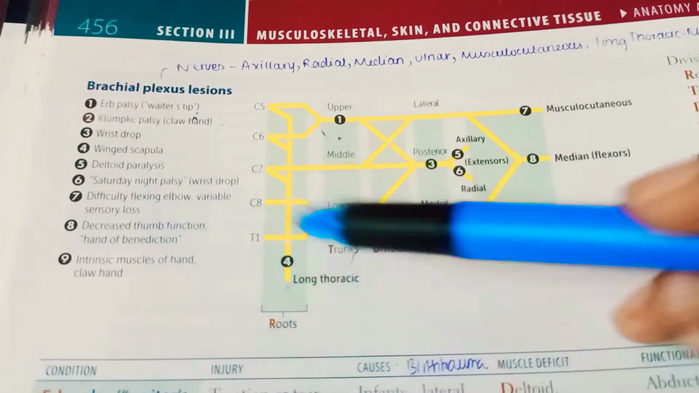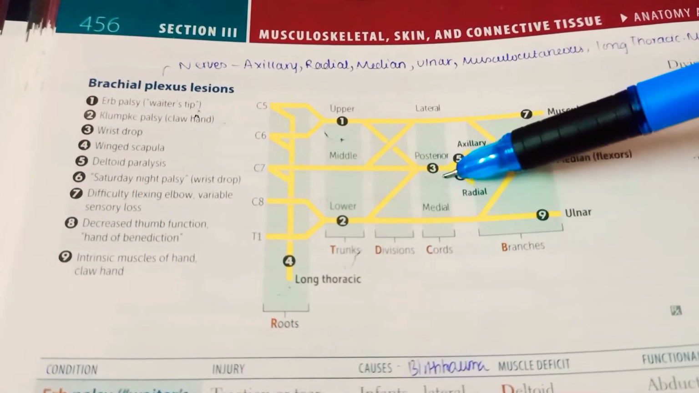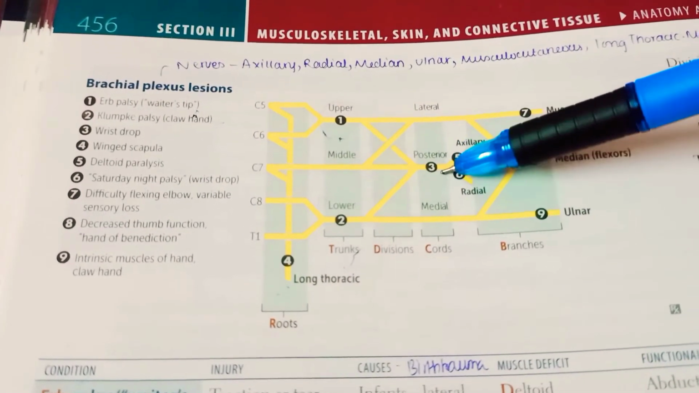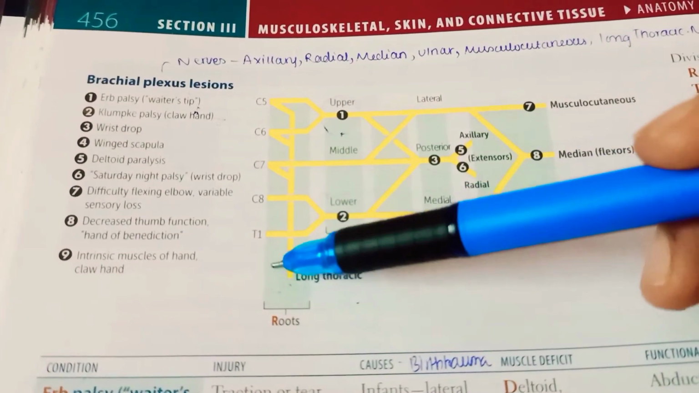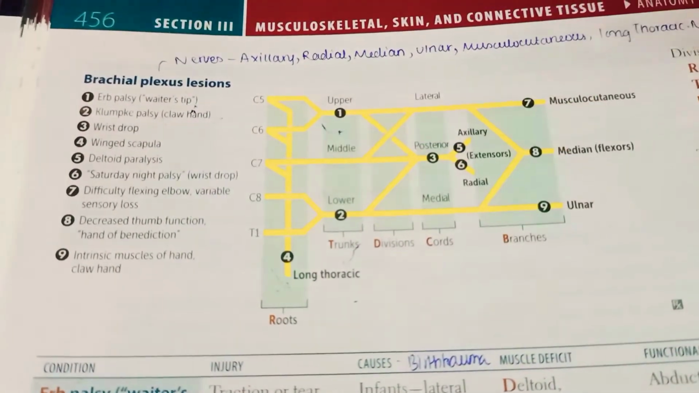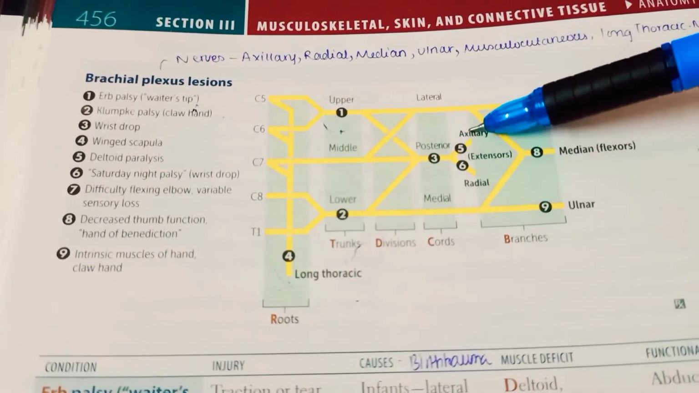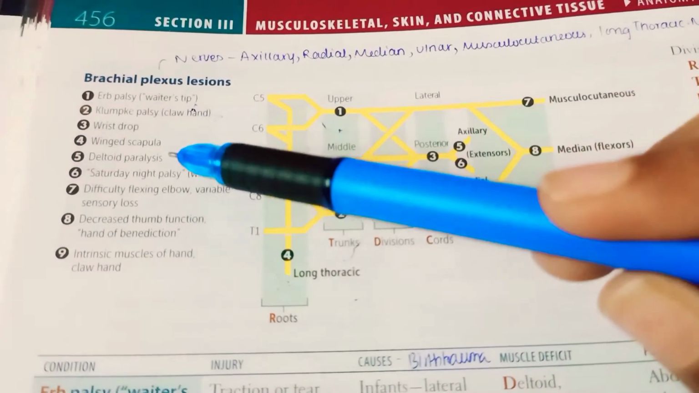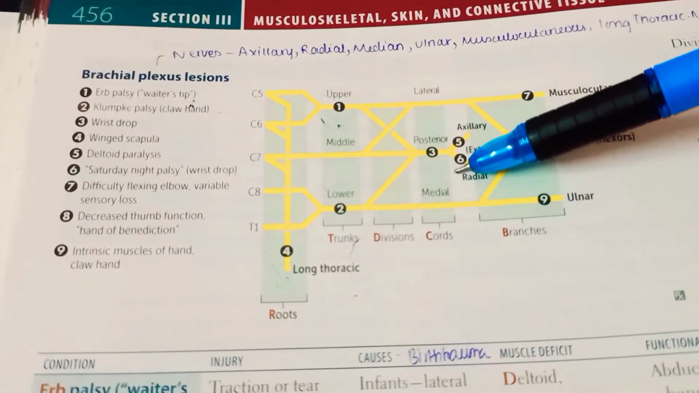Next, coming to wrist drop. Wrist drop is affected in the cord; you can see this is the posterior cord. So the posterior cord is affected in wrist drop. And winged scapula, we know the long thoracic nerve is affected. And deltoid paralysis: the deltoid is an abductor and it is supplied by the axillary nerve. And Saturday night palsy, which leads to wrist drop, is the radial nerve.